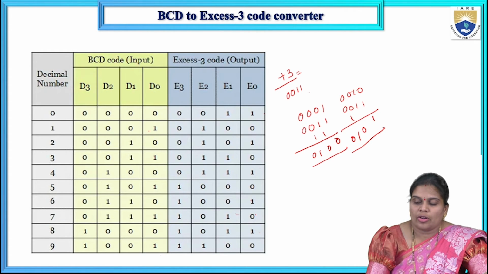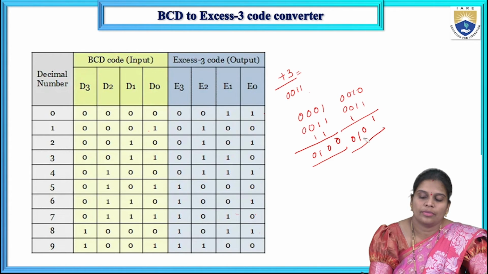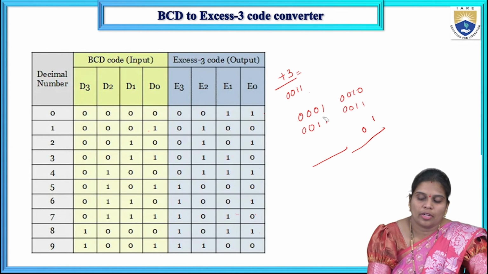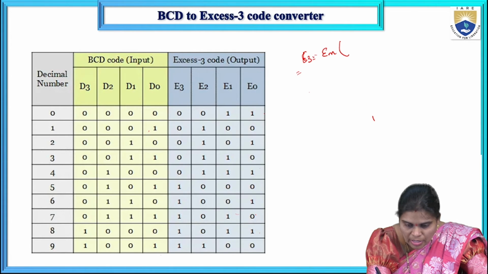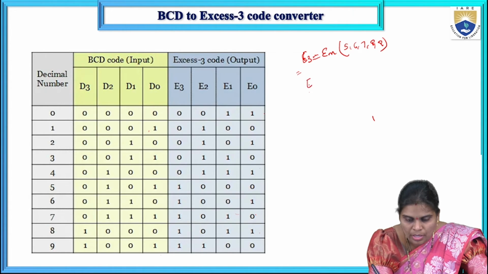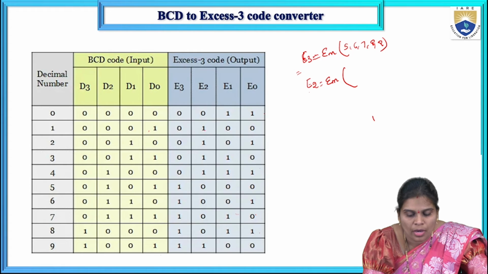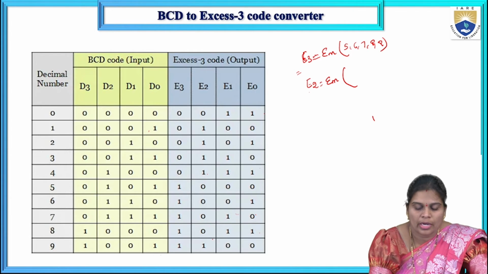Based on this, we want to simplify the expression for this one. So for this E3, summation M equal to 5, 6, 7, 8, 9. Okay. Next one is E2. E2, summation M, 1, 2, 3, 4 and 9. E1.